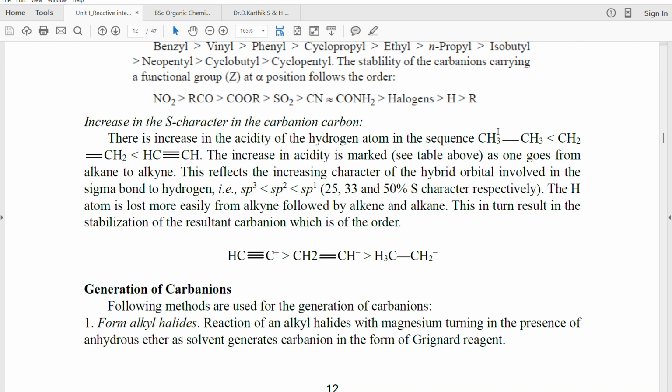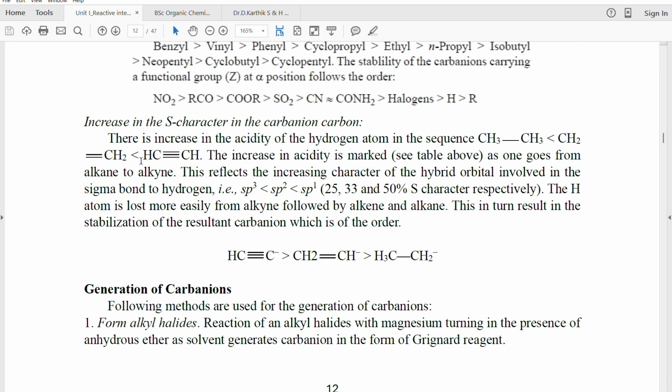For example, you have an alkane. Alkane has CH3, right? Methyl, ethyl. The simple alkane has sp3 hybridization. Here the s character is only 25%. But when you go for alkene, that is CH2 double bond CH2, an unsaturated compound, where it has sp2 hybridization, where the s character is 33%. So compared to alkane, alkene will stabilize the carbanion relatively more.